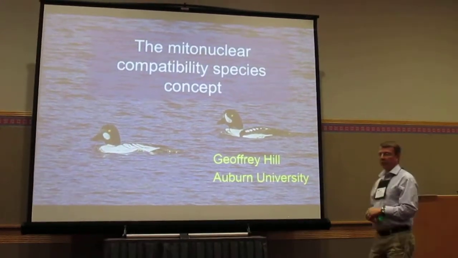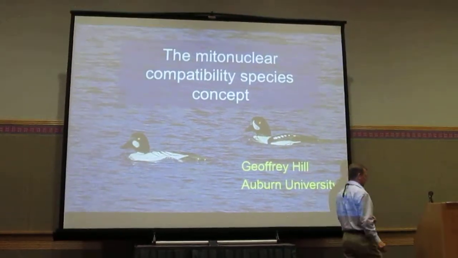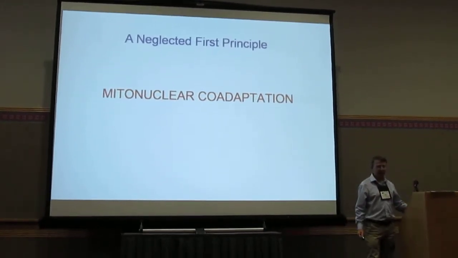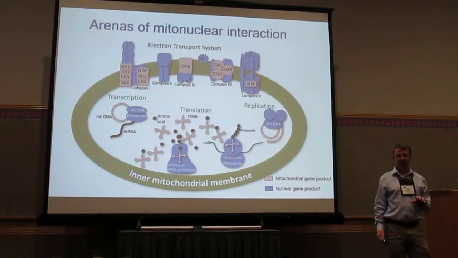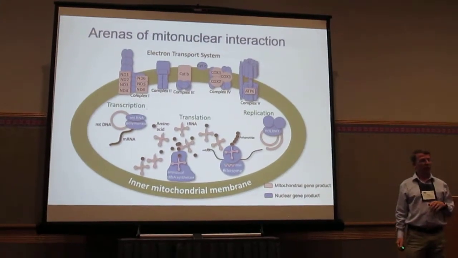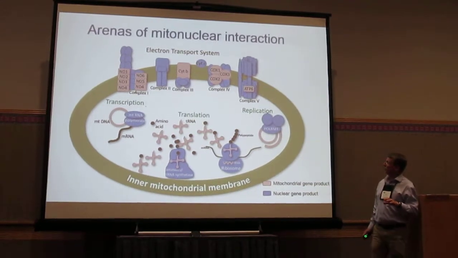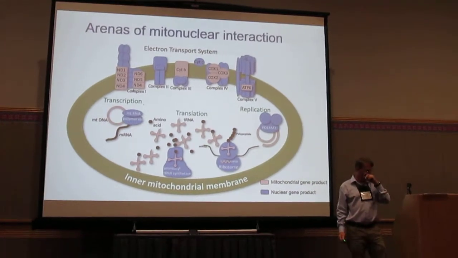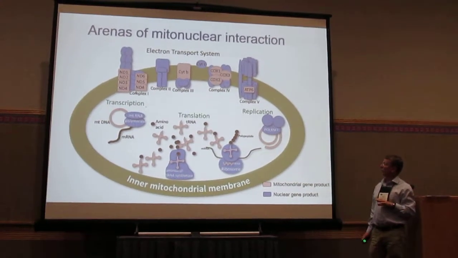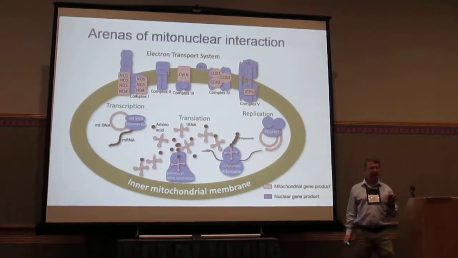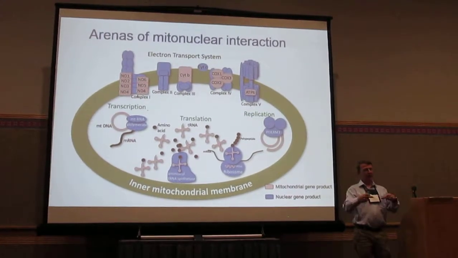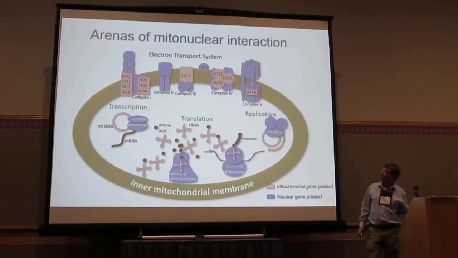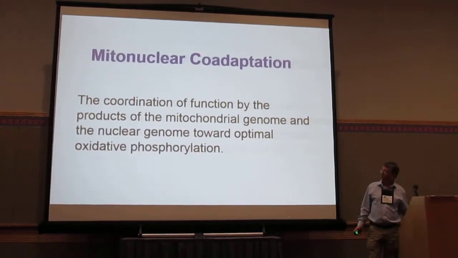Today I want to talk about the process of speciation within the context of mitonuclear coadaptation. Mitonuclear coadaptation is a necessary outcome of the genetic architecture of eukaryotes. In eukaryotes, the electron transport system is encoded by two genomes. The parts that come together to form this machinery are both nuclear encoded and mitochondrial encoded. That means these components have to fit together and function together properly, or you get reduced respiration and reduced fitness.